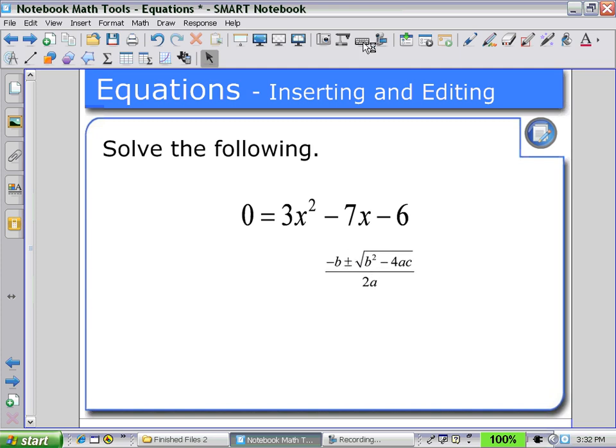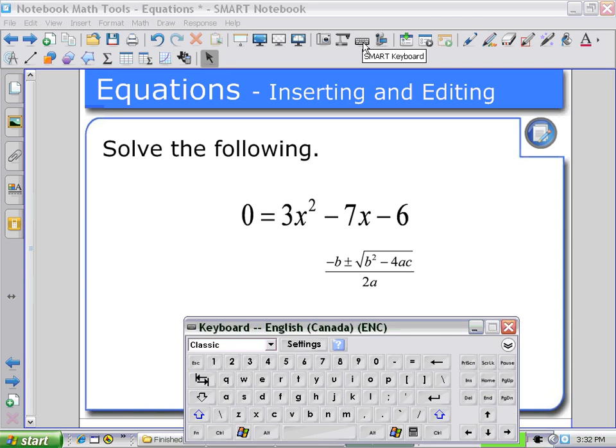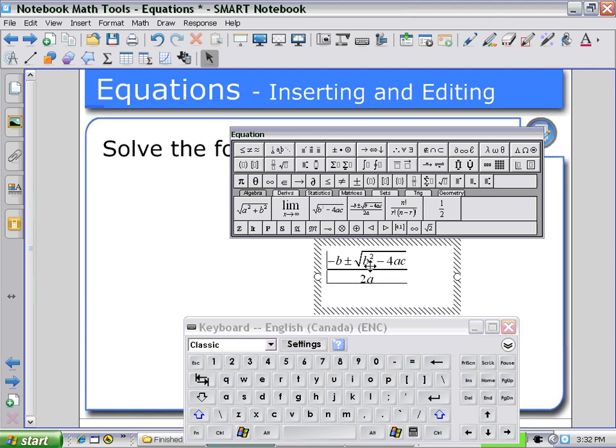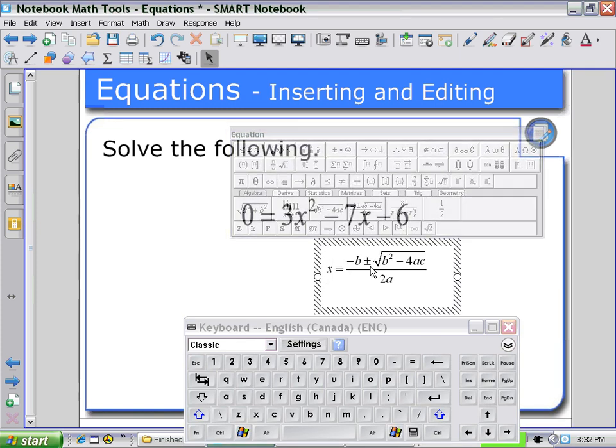Now select the keyboard, and then with the selection tool, select it, double click on the quadratic formula expression, and then you can type in x equals quadratic formula expression so that you can solve for the roots.